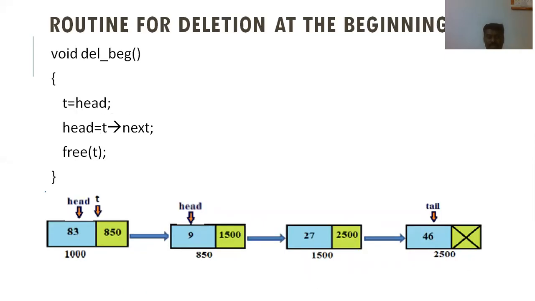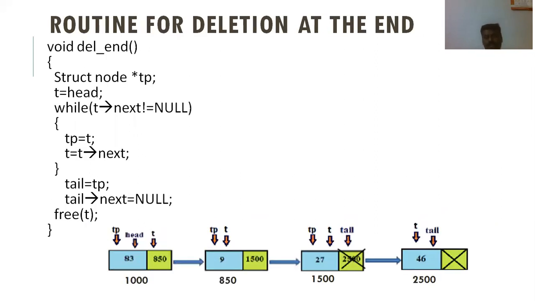Just see, this is a simple example. Suppose I want to delete the data 83, okay, t equal to head. The data to delete is at the same location. So remove this data from the memory location. Then assign the next, t dot next position. T dot next equal to 9. In this position, assign it as the head position.